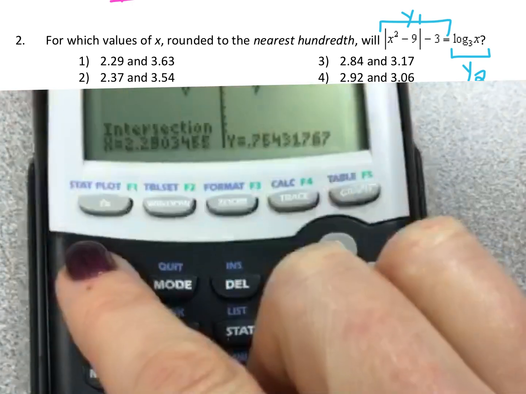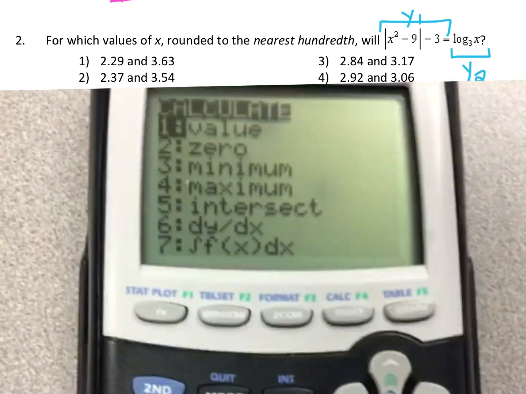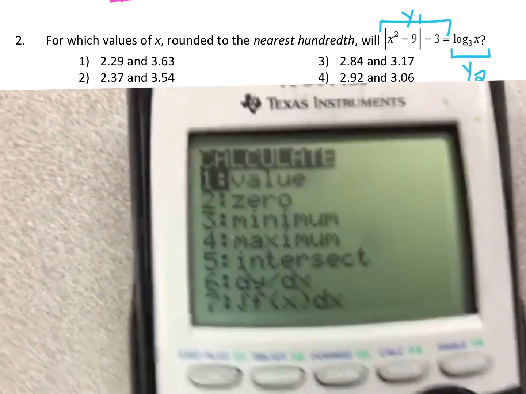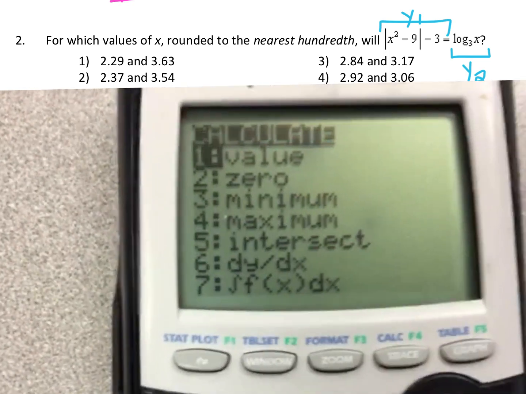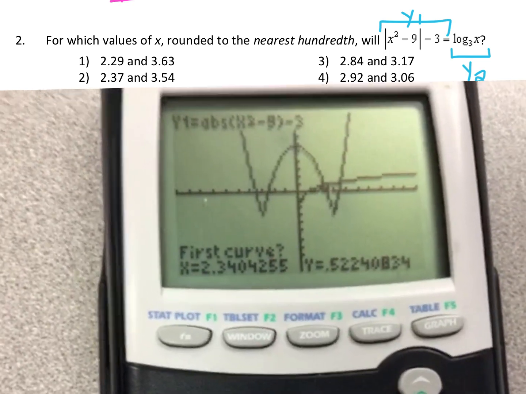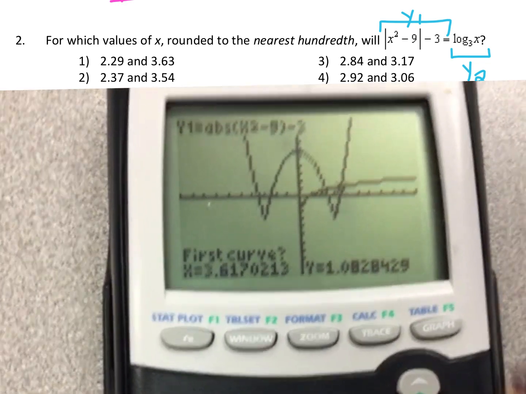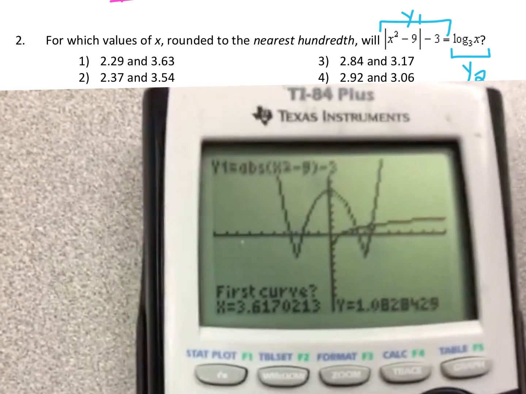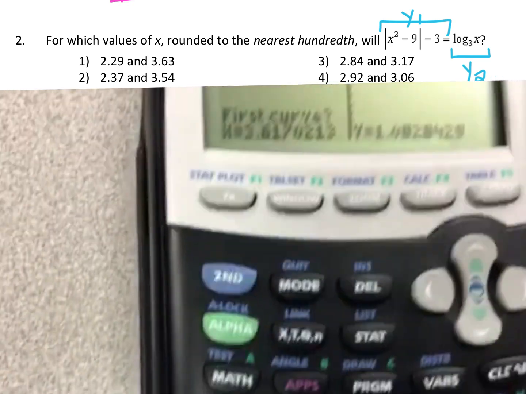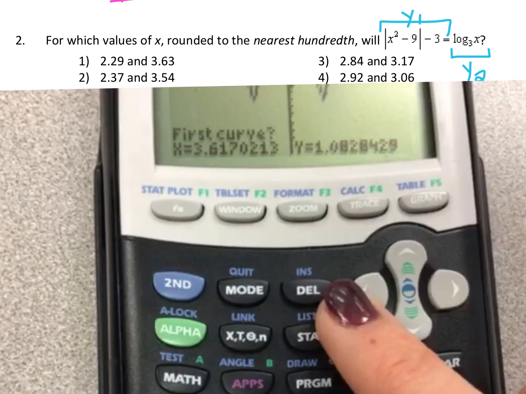So again, we're going to do second, trace, and then I just hit the number 5. I feel like it's kind of a waste of time to scroll all the way down and hit enter. So you could just hit the 5. And then we use our arrow key to go over to the next one and just hit enter, enter, enter. And remember, to move over, you're using the left and right arrow keys, not the up and down.